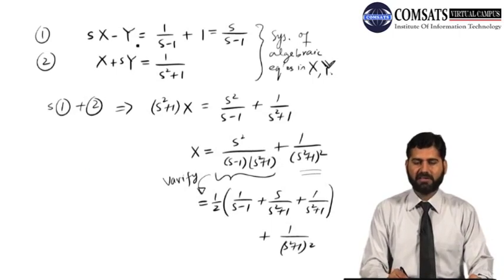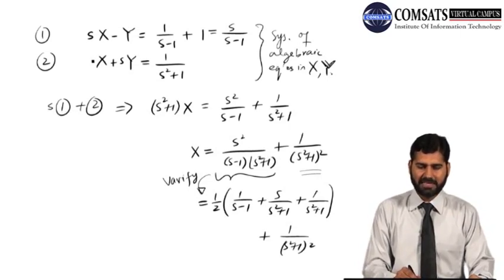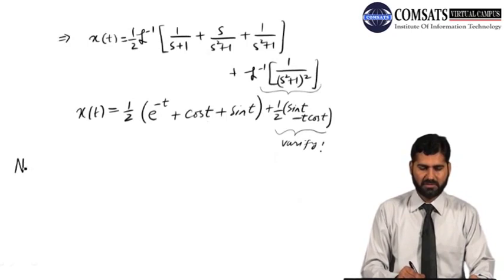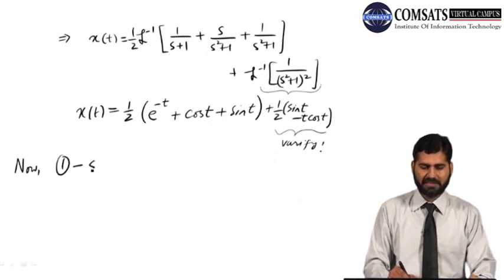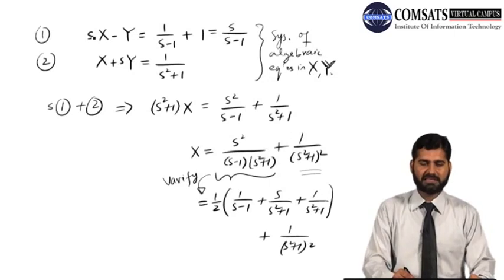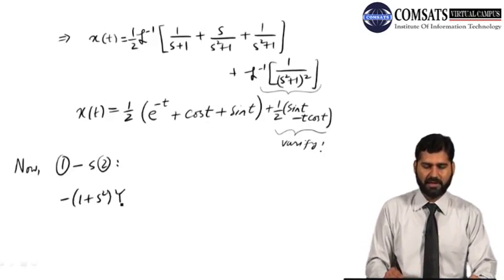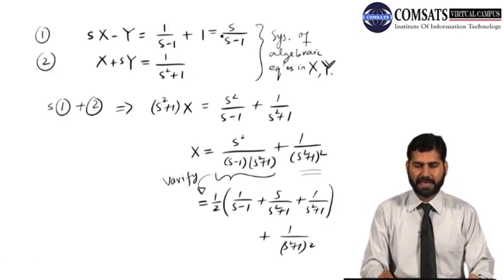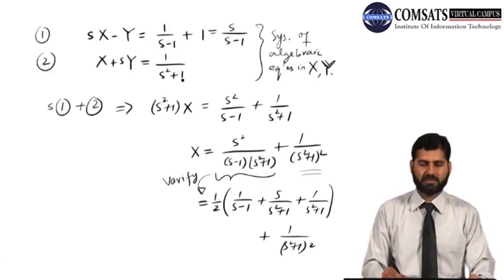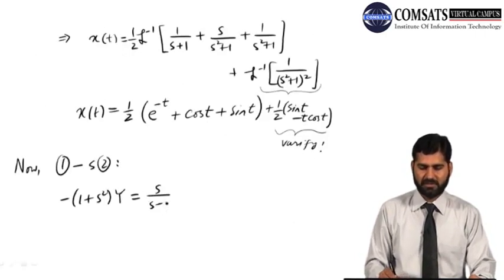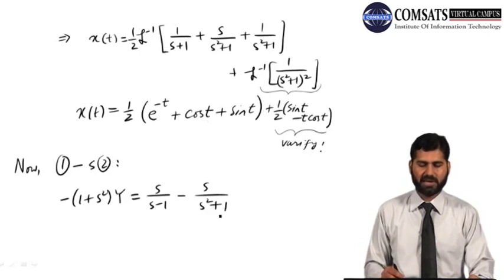But now I need y of t as well, not just x. So from here, if I need y, what will I do? I will multiply the first equation by s and subtract. You see, I will multiply equation 2 by s and subtract. Alright? So now 1 minus s times 2 gives me: sX minus sX is gone, minus Y minus s squared Y. So minus (1 plus s squared) Y is equal to s over s minus 1 minus s over s squared plus 1. This is what you get in this case.